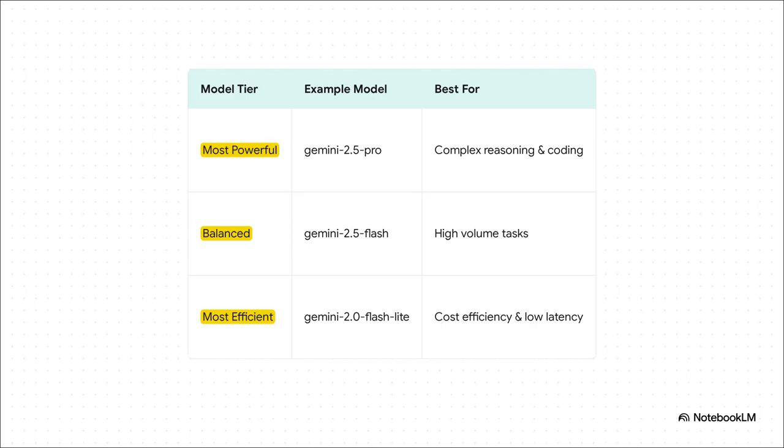If you've got a super complex problem that needs a lot of brain power, you're looking at a pro model. If you need to handle a massive volume of tasks and you want that sweet spot between speed and intelligence, that's where the Flash models shine. And for those jobs where latency and cost are everything, you've got super efficient options like Flashlight.